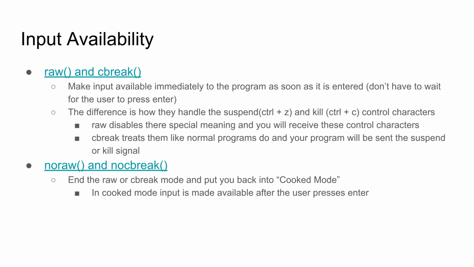The only difference between raw and cbreak is how they treat some of the command characters, like Control Z and Control C. Control Z means to put your program to sleep and stop running it temporarily right now. And Control C means kill the program. Raw disables the special meaning of the characters, and so you actually just get Control Z and Control C in as characters, and you can choose what to do with them. In cbreak, you'll actually get the signal, which will cause your program to behave like normal, just go to sleep or die.